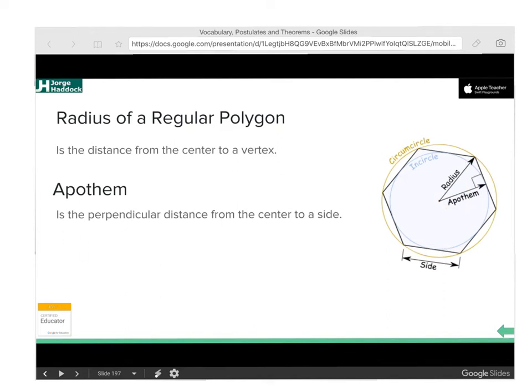And the other one is the apothem. So the apothem goes from the center to the side, right? And it's the distance from the center to a side. So that means that this side right here is perpendicular. The apothem is perpendicular to each side, right? And because it's a regular polygon, the radius and the apothem, it doesn't matter to where we draw it, it's exactly the same, right?